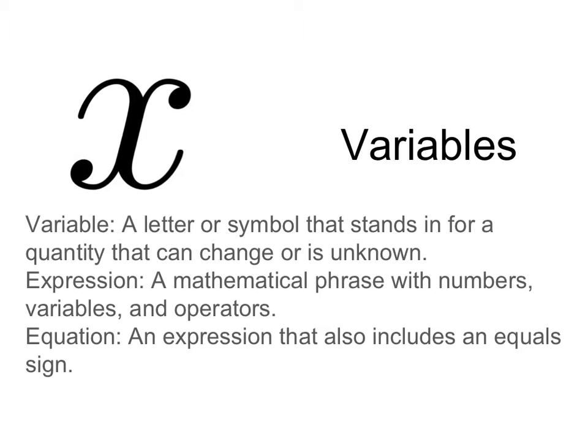In this video, we are going to learn about variables. So a variable is a letter or a symbol that stands in for a quantity that can either change or is unknown. So for example, you might use the letter C to represent the number of chickens. You don't know how many chickens someone has, or maybe the amount of chickens sometimes changes.